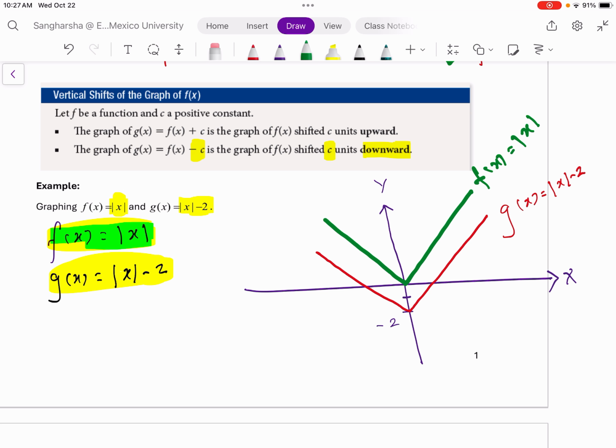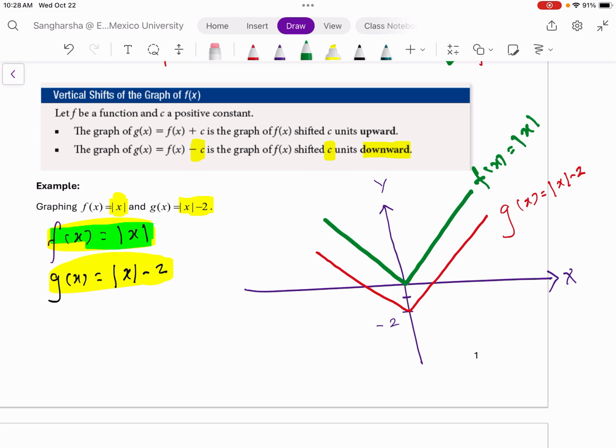Whenever we subtract any number from a basic function, it means we are shifting the graph vertically down by that number. Since we subtracted 2 from this basic function, we move the graph of the basic function vertically down by 2 units.